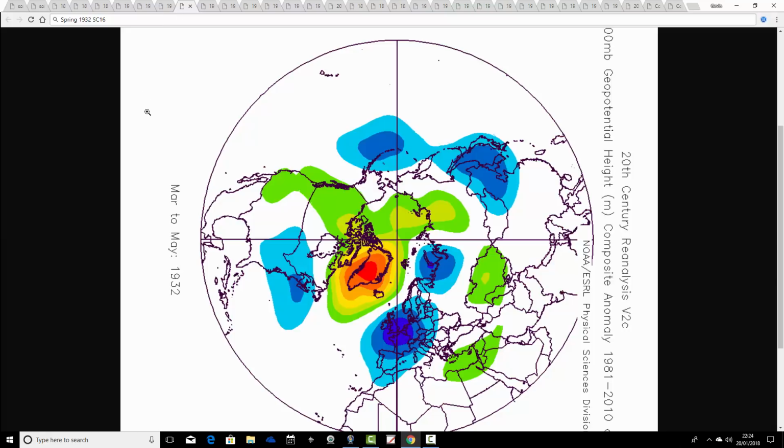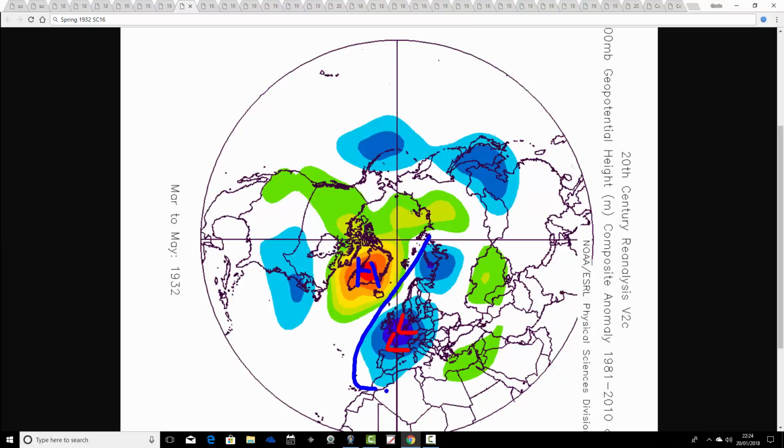This is from solar cycle number 16, so we're getting ever closer to the current solar cycle, which is number 24, of course. And we've returned to the blocking signal. So the spring of 1932 looks like this. It has a trough of below average heights across northwestern parts of Europe. It has a ridge of above average heights centering around Greenland.